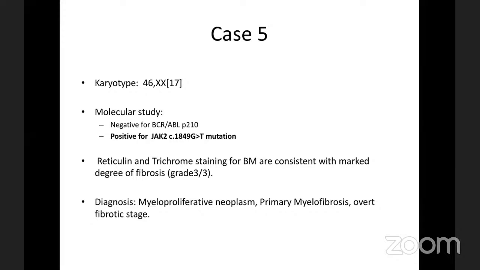She has almost all the minor criteria, and we confirmed the major criteria. The patient has fibrosis, does not have BCR-ABL or other hematological neoplasm, not an MDS, not BCR-ABL positive CML. The patient is positive for JAK2, also with minor criteria of splenomegaly, leukocytosis, leukoerythroblastic blood picture, and high LDH. This is a case of MPN, primary myelofibrosis, overt fibrotic stage.